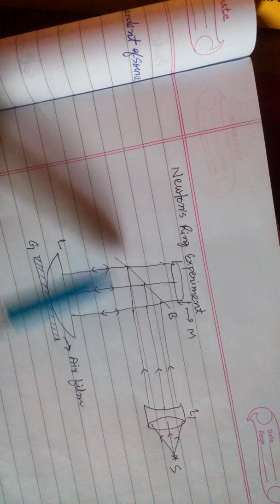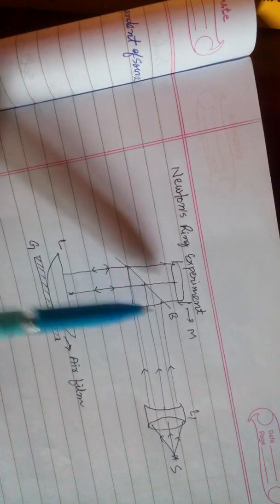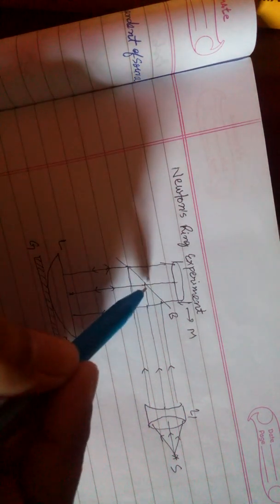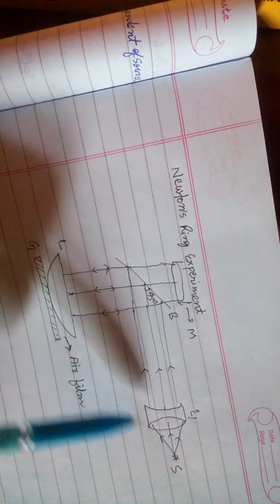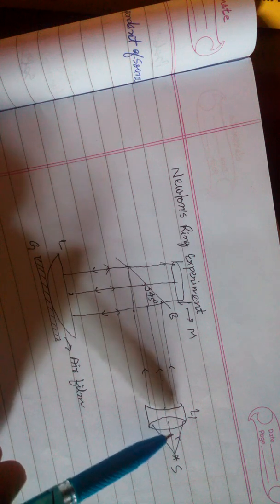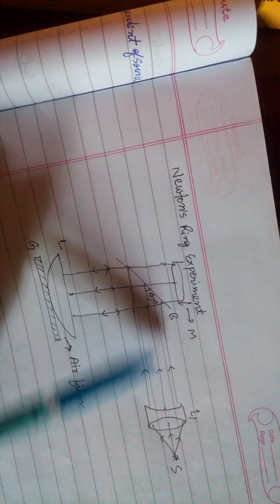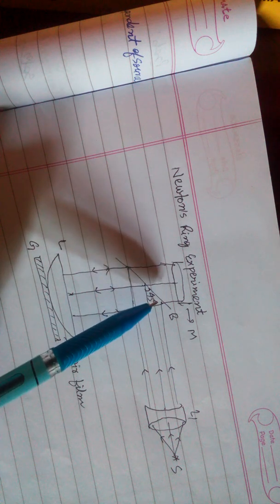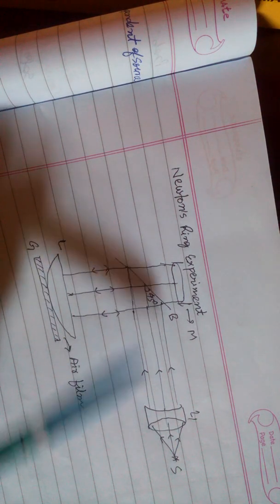These parallel rays we allow to fall on this glass plate B. This glass plate is making an angle of 45 degrees with the light which is coming parallel from the source S. This light falls on the glass plate B and is reflected downwards.